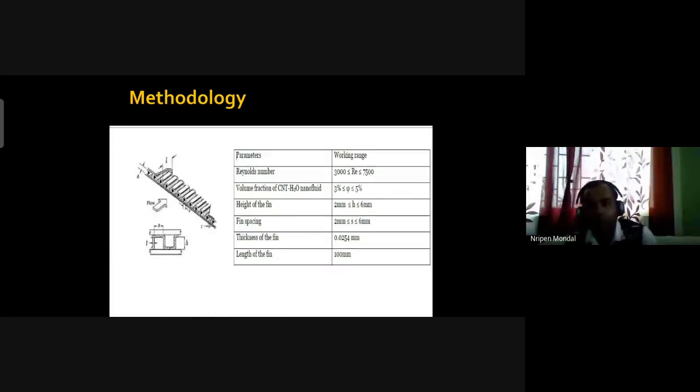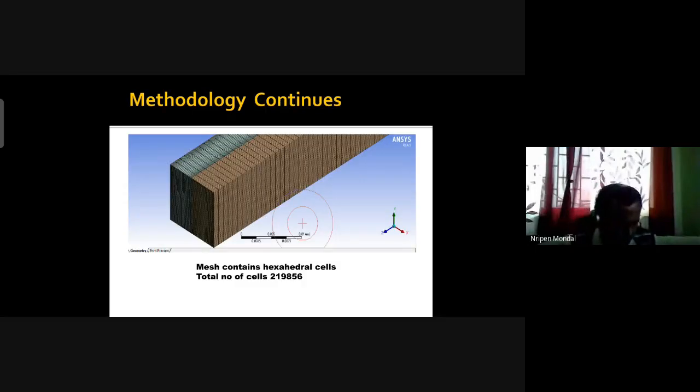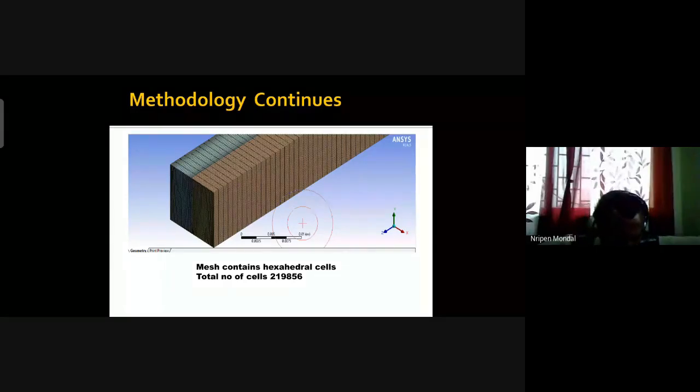The plate fin heat exchanger of rectangular cross-section is our interest of study. Rectangular fins are sandwiched by the metallic plates above which hot fluid is flowing. And these are the working ranges which we have used in this experiment. This is the mesh of the model which we have created. It contains hexahedral cells, faces at the boundaries, and the total number of cells is 219,856.